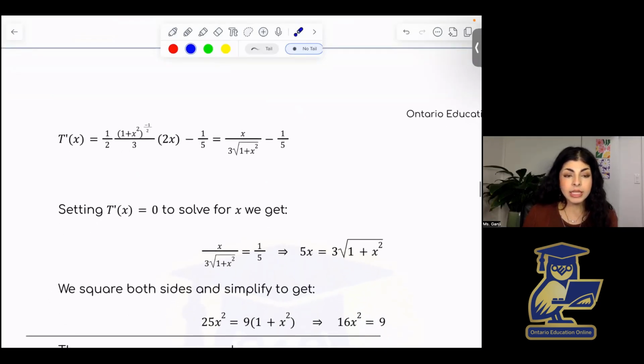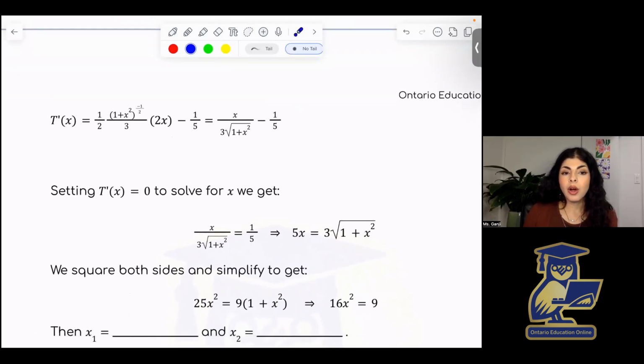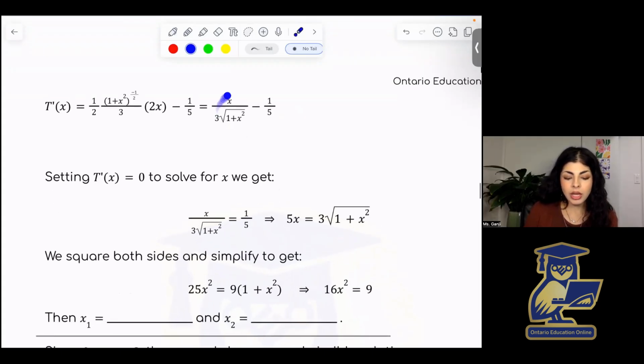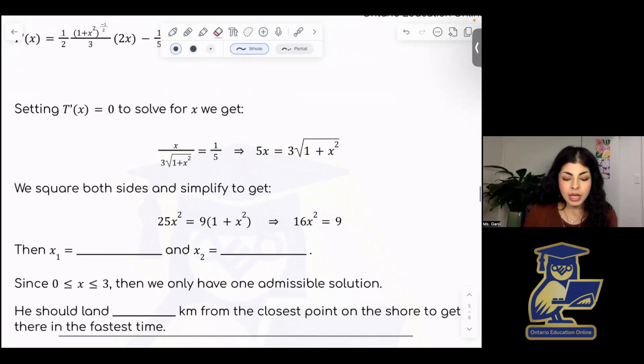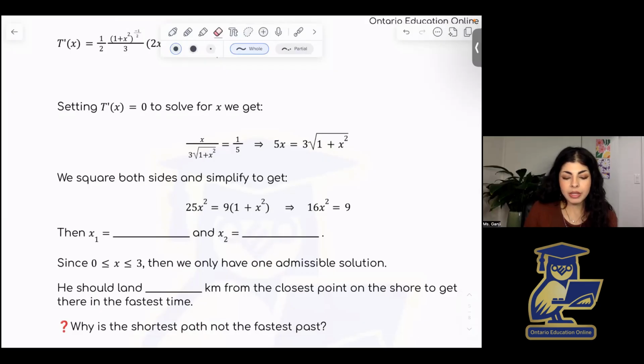So setting t prime of x to 0, we are solving for x. This is a binomial, so I can just set these two terms equal for t prime of x to be 0. And I would get 5x is equal to 3 times the square root of 1 plus x squared. This is just the butterfly method. Squaring both sides now, because I want to get rid of this square root, we get 25x squared, which is equal to 9, because this is outside of the square root so it does get squared, times 1 plus x squared, so the square root is now gone.